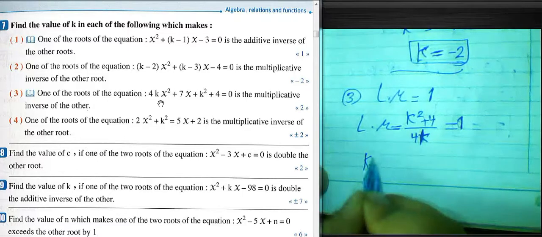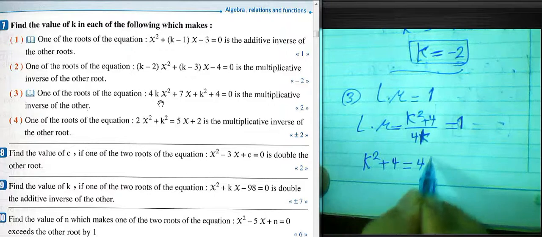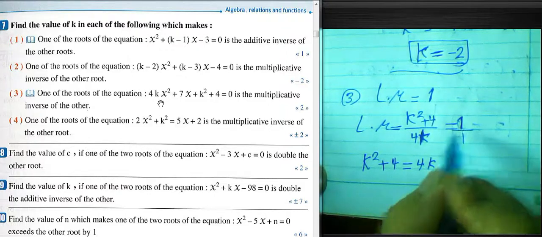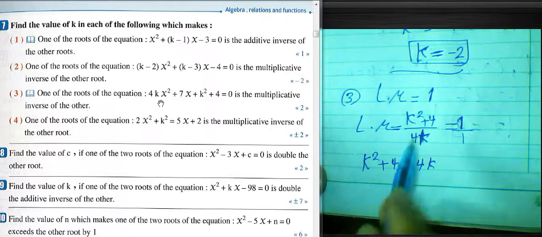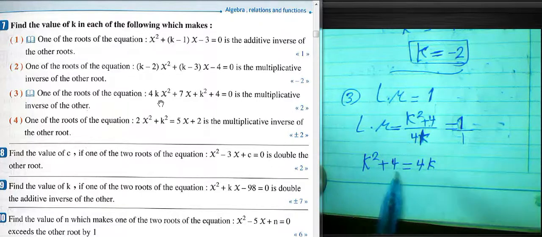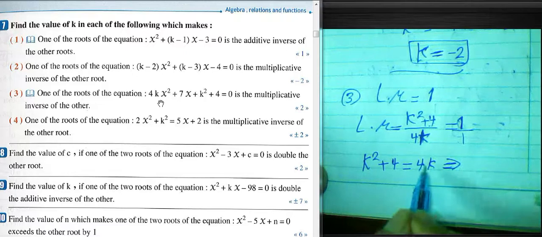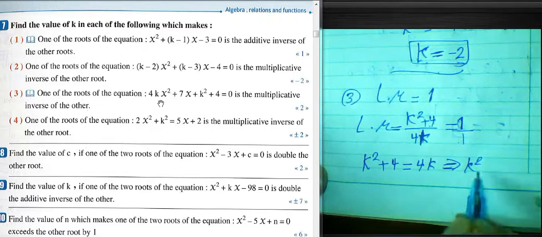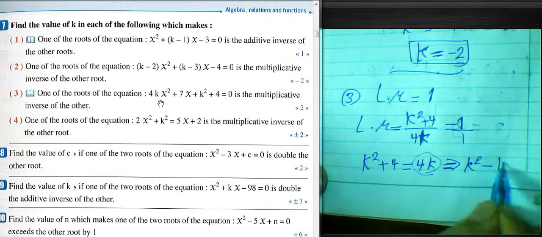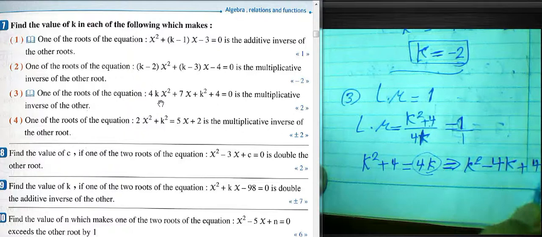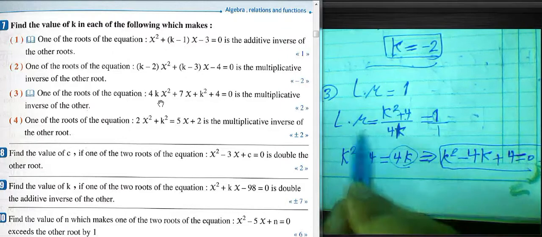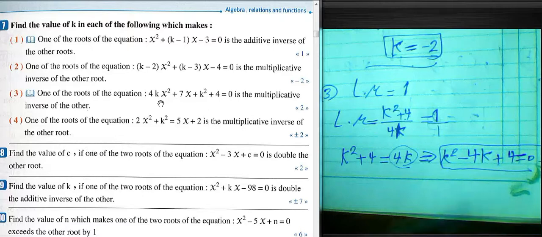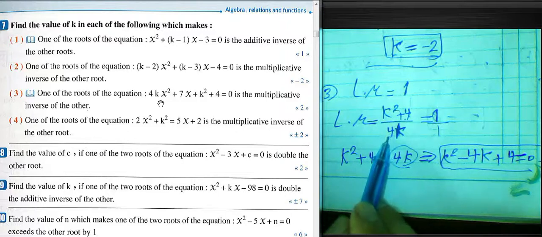K power 2 plus 4 equals 4k. We multiply the means: 1 multiply 4k equals 4k, and the extremes: k power 2 plus 4 multiply 1 equals k power 2 plus 4. We can solve it by converting the form of this equation. We move 4k to the left-hand side: k power 2 minus 4k plus 4 equals 0. From this equation, L multiply M equals k power 2 plus 4 over 4k, which equals 1.